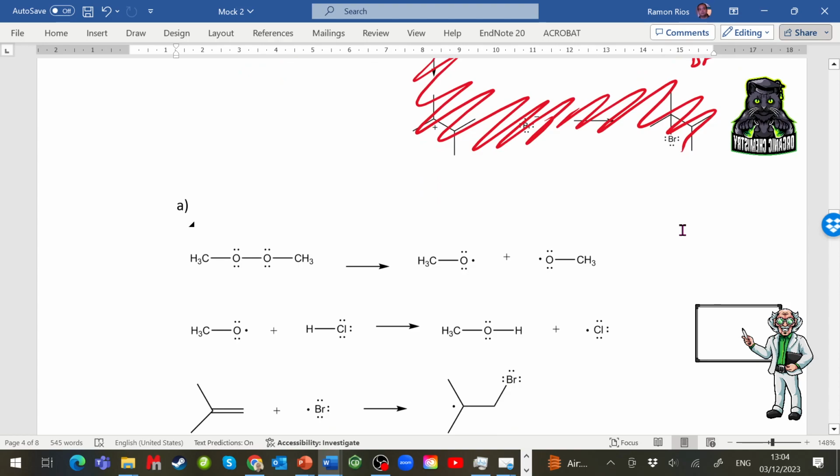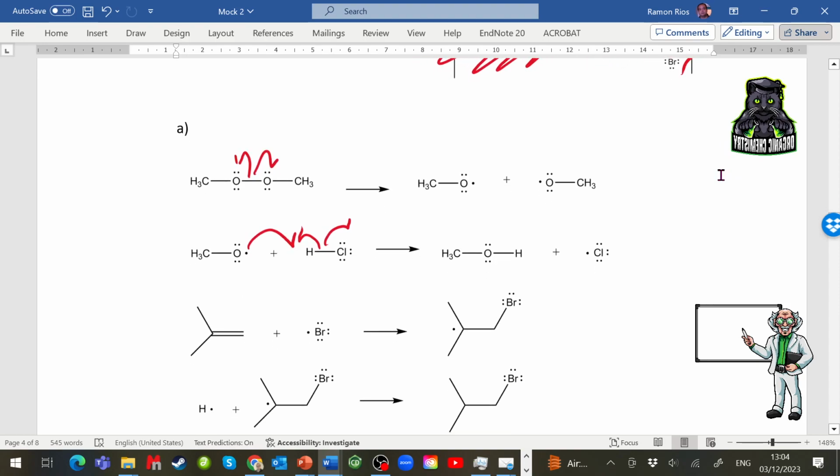Next, we have a peroxide, and what is happening is a homolytic breaking of this bond. That means one electron is going to each oxygen, generating the radical. Once we have the radical, one of the radicals reacts with a hydrogen chloride, also with a homolytic rupture of the bond, and what we generate is the chloride radical plus the alcohol.